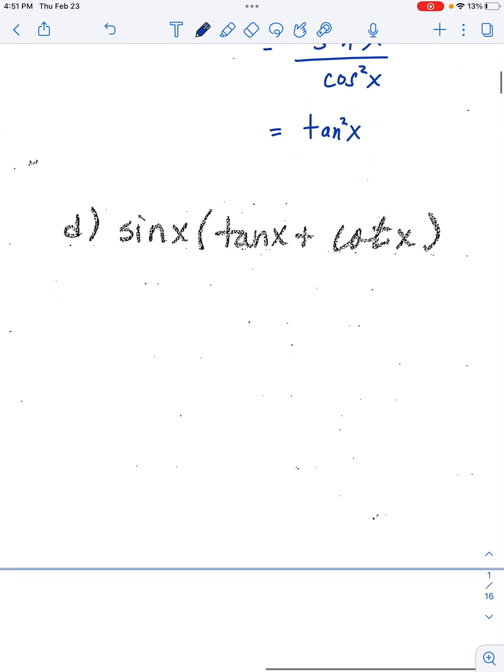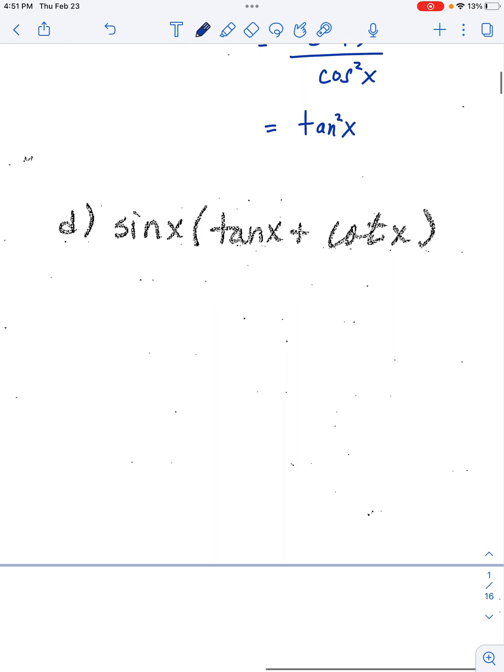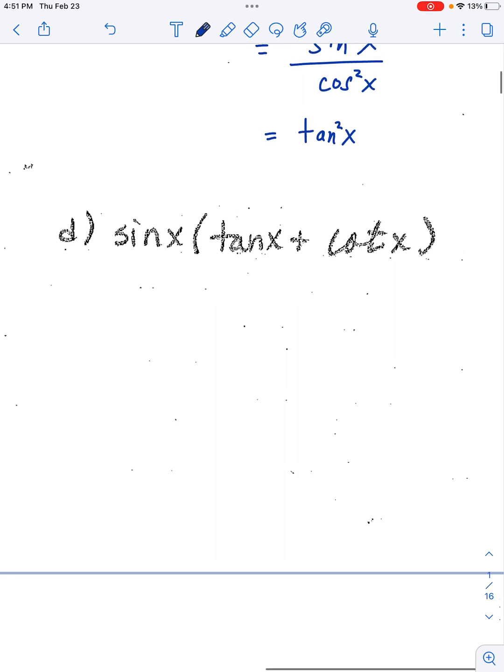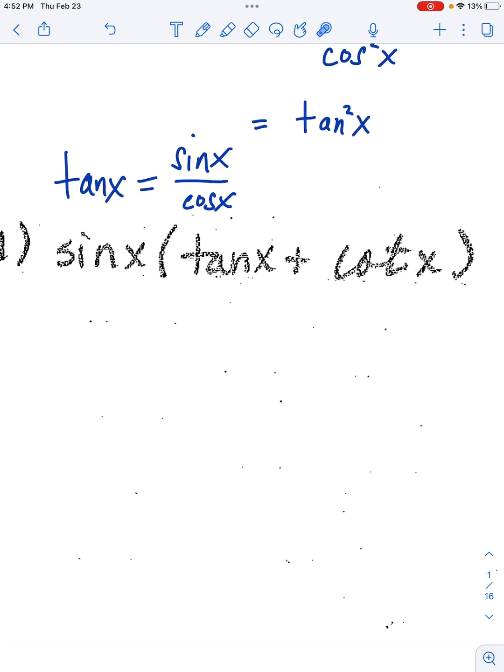Part D. Okay, how do we want to do this one? Okay, so one of my identities, tangent of x equals sine x over cosine x. That's one identity. All right, what is cotangent, guys? You remember cotangent? For cotangent, we just take tangent and flip it over. So the cotangent of x is just going to be this guy flipped over.